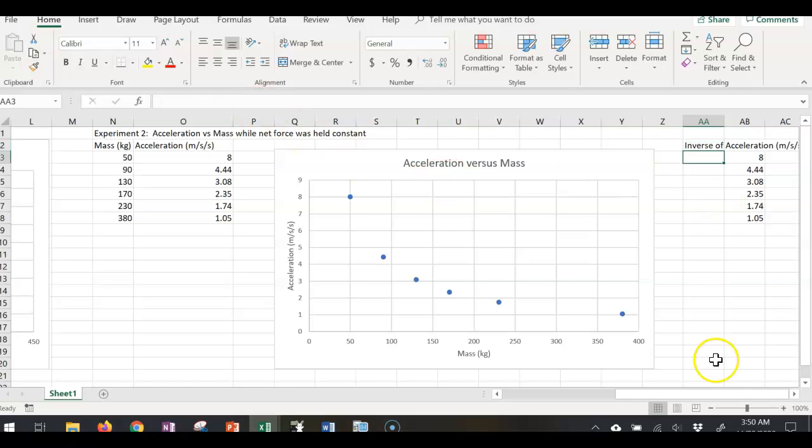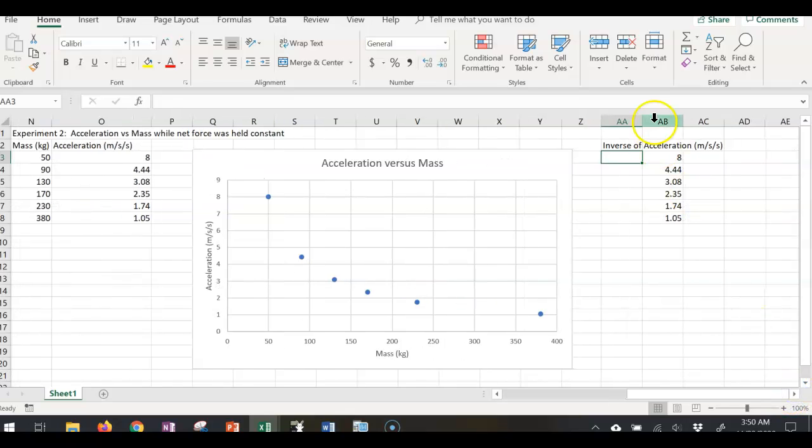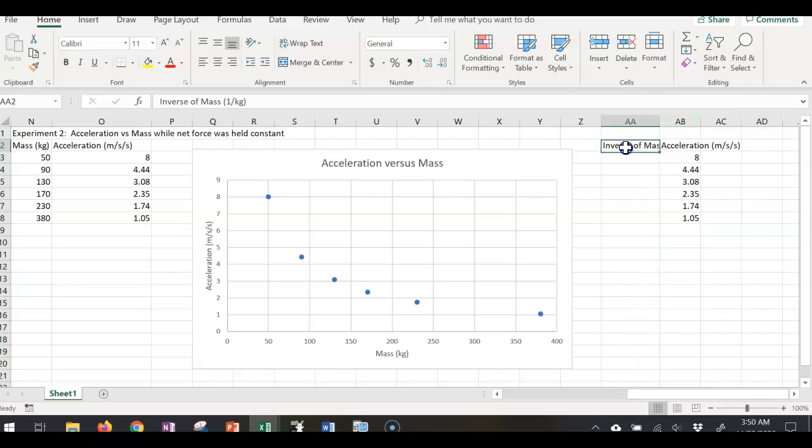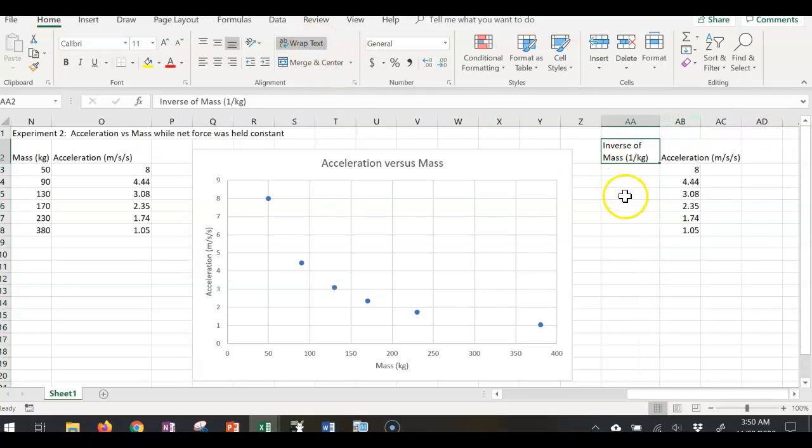I'm going to just make my column a little bit wider here, and in fact I'm going to wrap it. So I want to calculate the inverse of mass. I could do this with a calculator. I could take my calculator and say 1 divided by 50, 1 divided by 90, and calculate those values. But I can also tell Excel that I want it to calculate this for me.